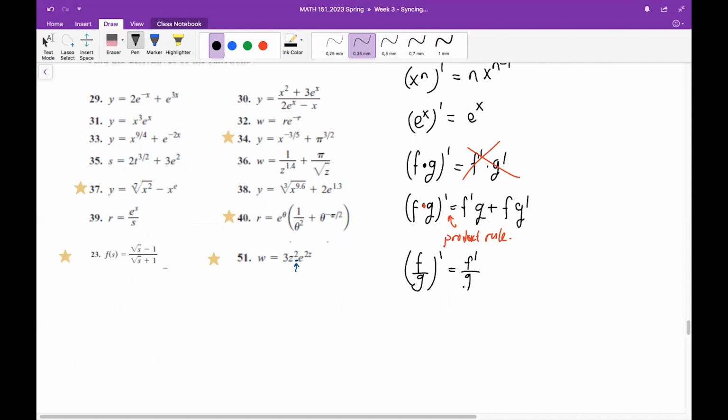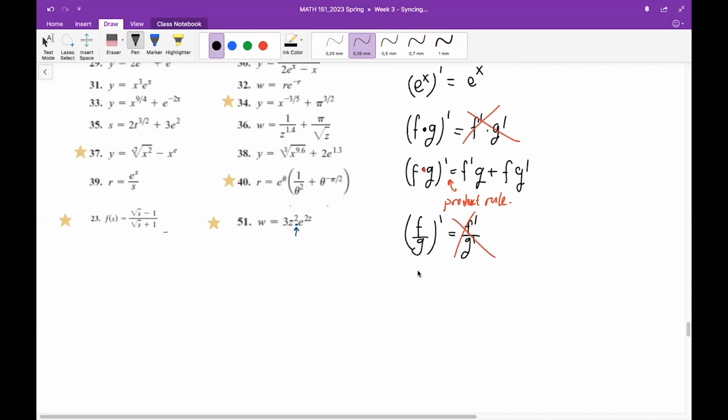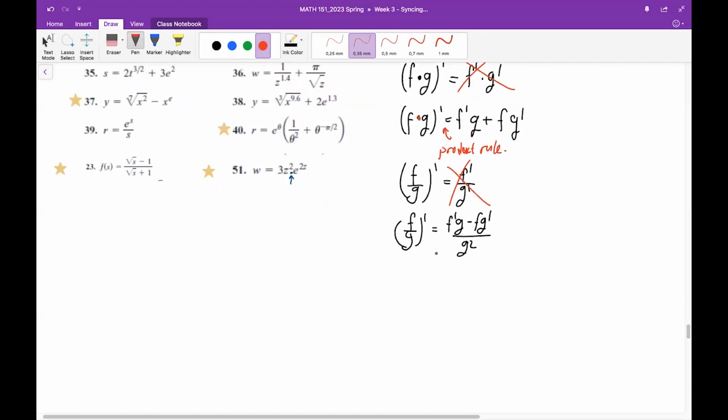You cannot directly distribute the derivative to the quotients like this. This is also wrong. Instead, you will be applying this rule. F prime g minus fg prime divided by the square of the denominator. And this rule is called as the quotient rule. Okay, the product rule and the quotient rule, you have to learn them. You need to know them by heart because we will be applying them a lot.